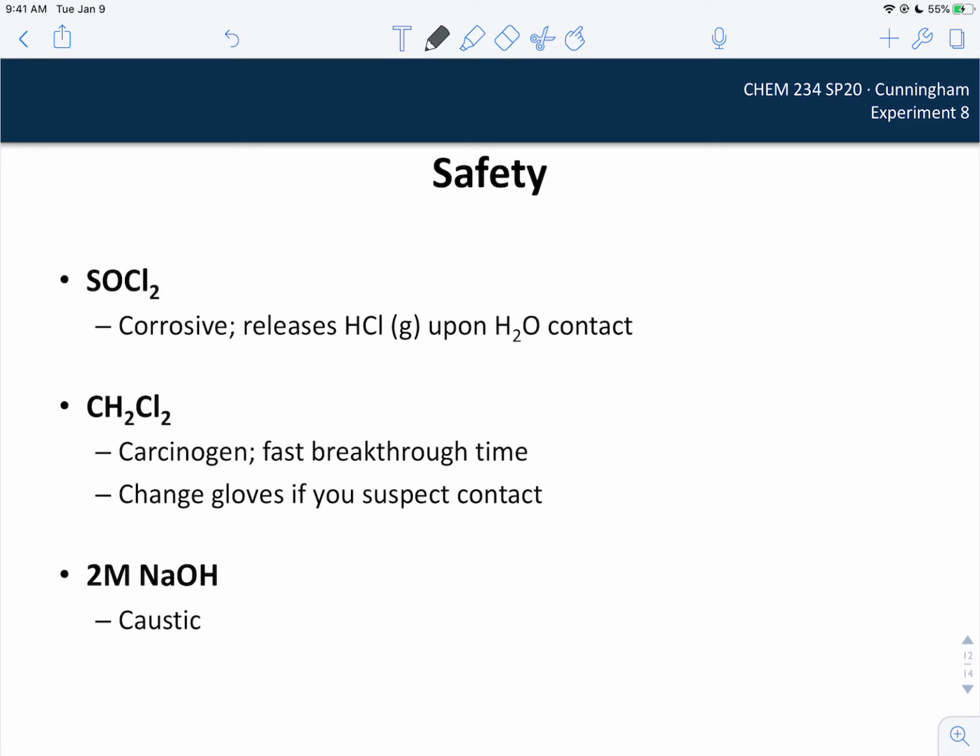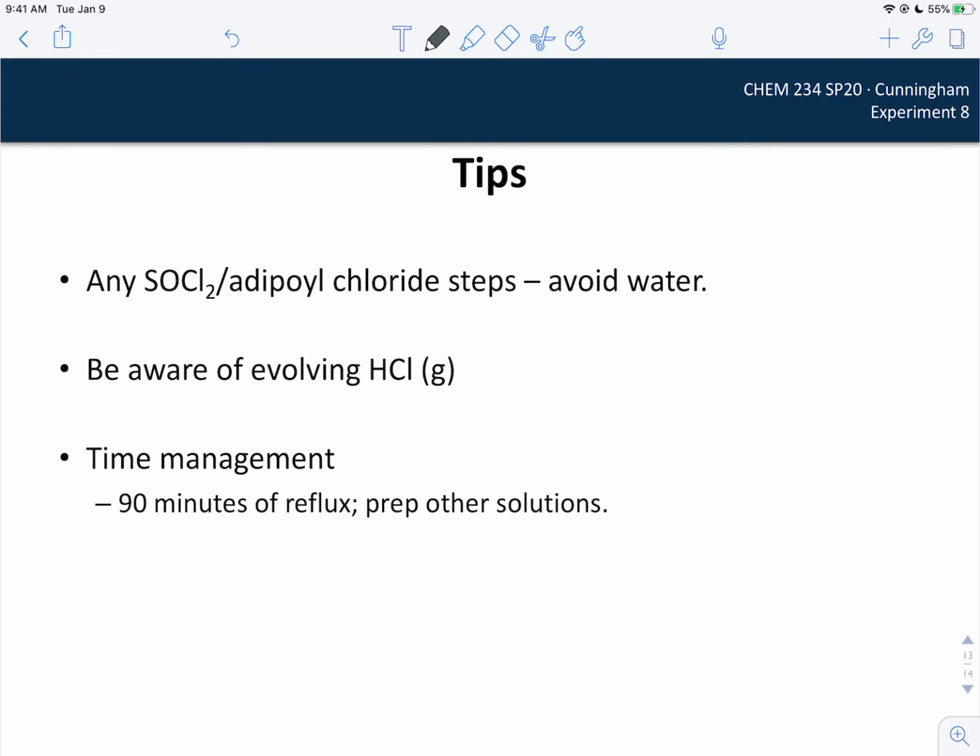We're working with 2 molar sodium hydroxide, which is caustic. So again, if you get this onto your skin, you want to make sure that you rinse with water for a long period of time, usually at least 10 minutes. Some tips for you: if you have any thionyl chloride or in the adipoyl chloride steps, we want to make sure that we are avoiding water. And if we do have water present, we have to be aware that we could have some hydrogen chloride gas that is evolving into the air. So we want to always make sure we work well under our hood.